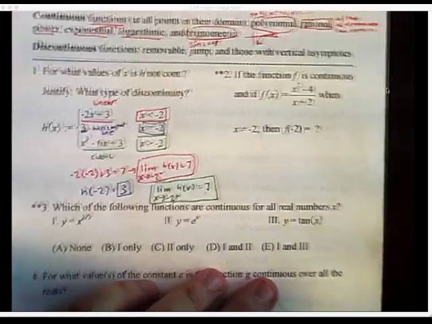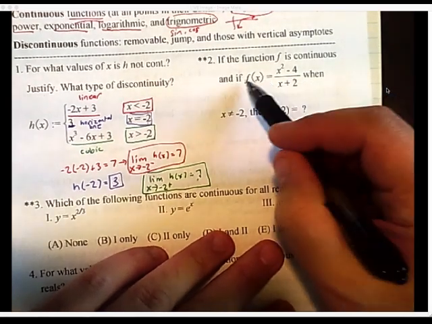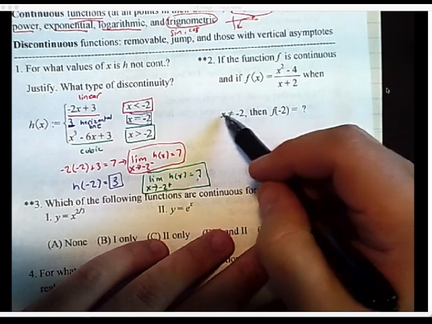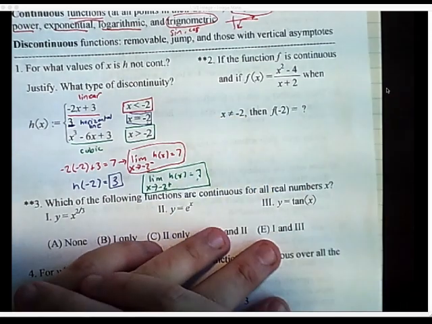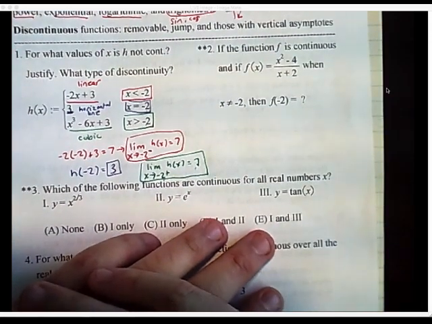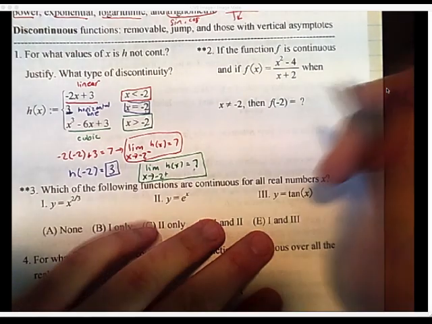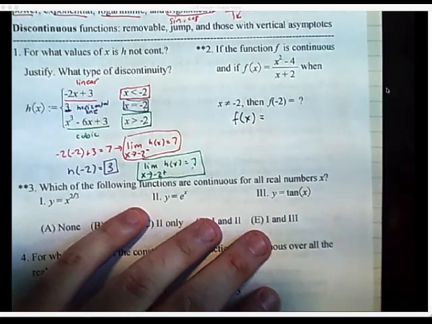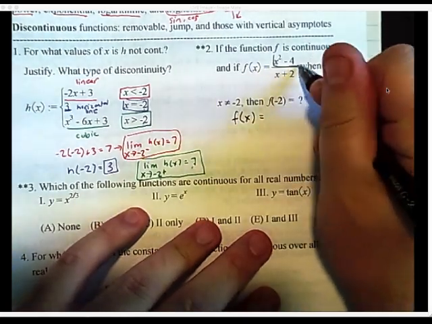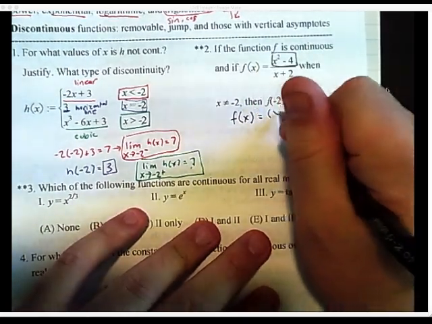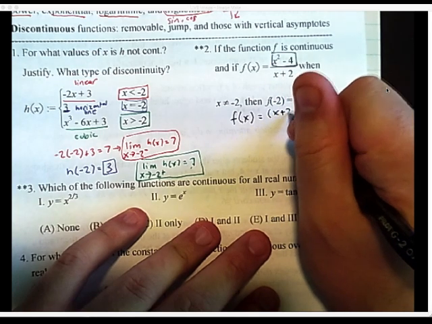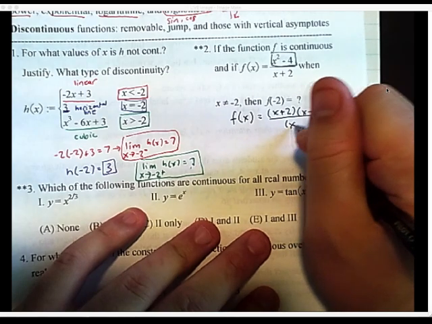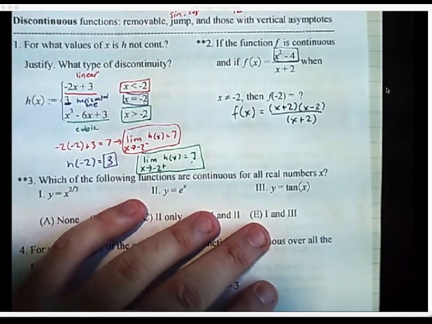It says, if the function f is continuous and f of x equals this function as long as x doesn't equal -2, then what would f of -2 equal? Well, let's think about this real quick. So if I do some simplification of f of x, I see here that this is the difference of 2 squares. All right. So that's going to factor into x plus 2 times x minus 2, and it's going to be over an x plus 2. That's this part.